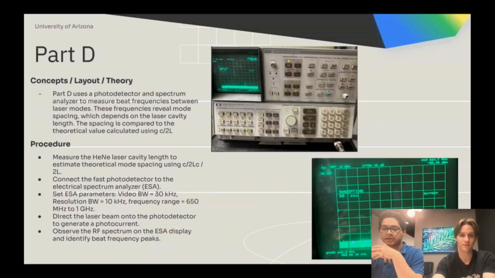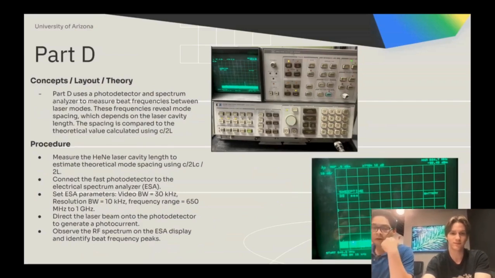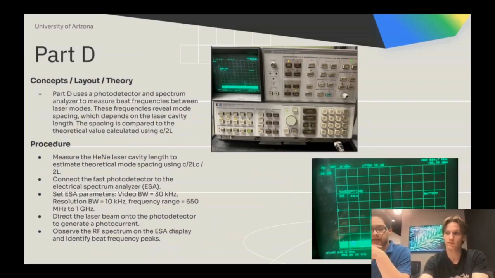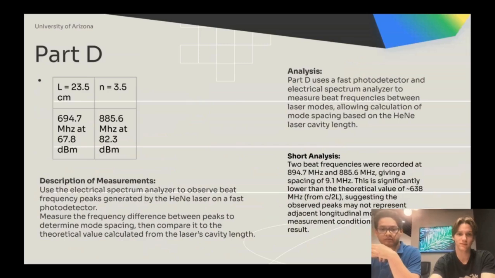Part D is electrical spectrum analyzer. For this, we're only going to be focusing on the HeNe laser. And as you can see here, there's only 1 peak to focus on, which is pretty good. And here are our results.